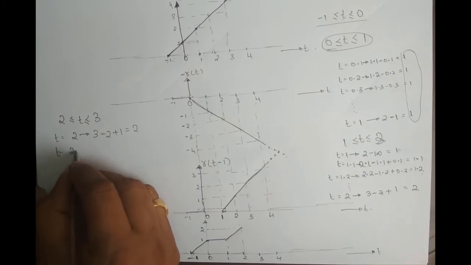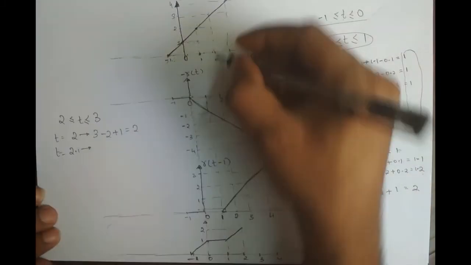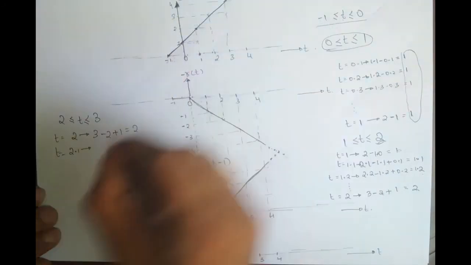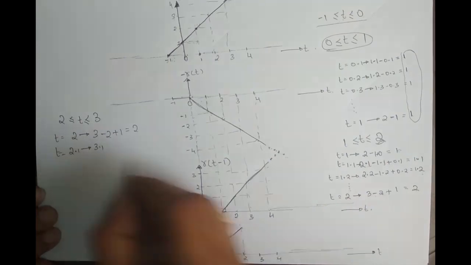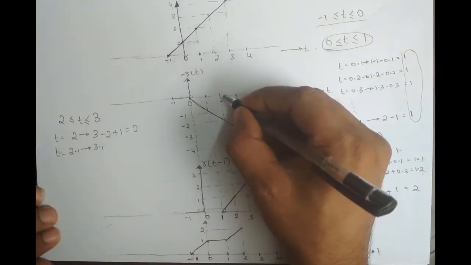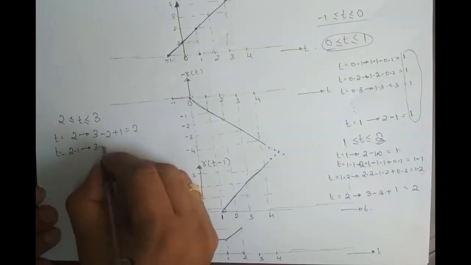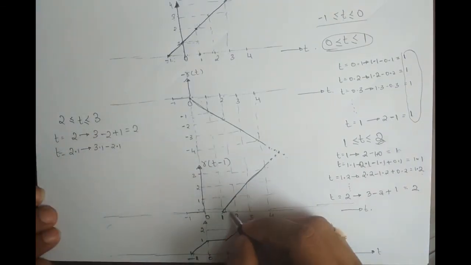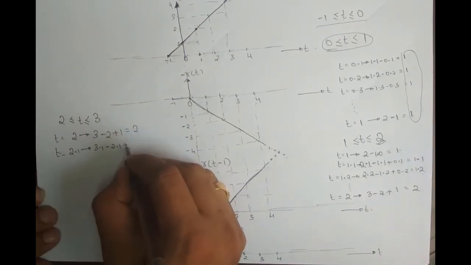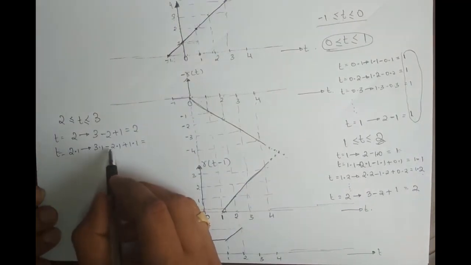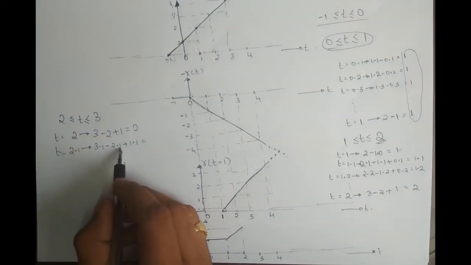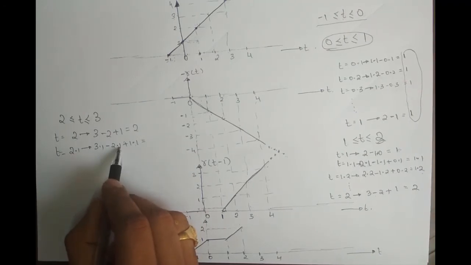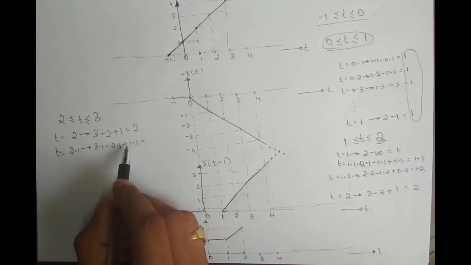At t is equal to 2.1, what is the amplitude of the first signal? It is 3.1, right? Because it is rising, so accordingly the amplitude will rise. What is the amplitude of the second signal? At t is equal to 2.1, it is minus 2.1, right? What is the amplitude of the third signal? At t is equal to 2.1, it is plus 1.1. So what happens here? 3.1 minus 2.1 is 1. So 1 plus 1.1 is 2.1, right?